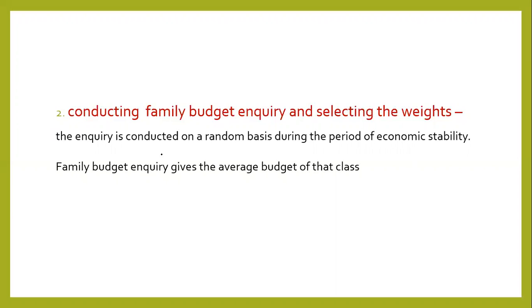And also the family budget inquiry gives the average budget of that class. As told, it is a random selection, and each class of people has its own way of living, its own way of consumption. Some may consume more, the others may consume the same commodity but very little. So it is always an average budget. It gives you the inquiry about the average budget of the class. And also you have to assign the particular weights.